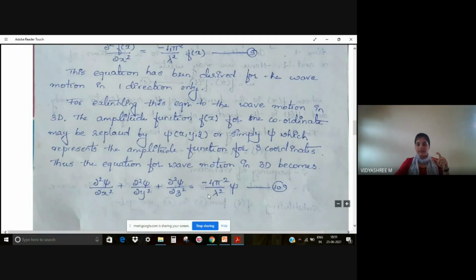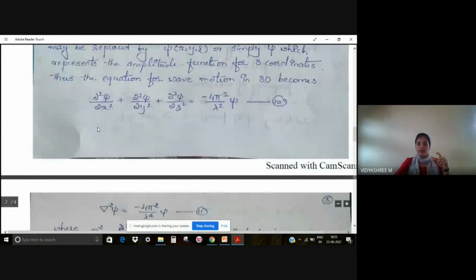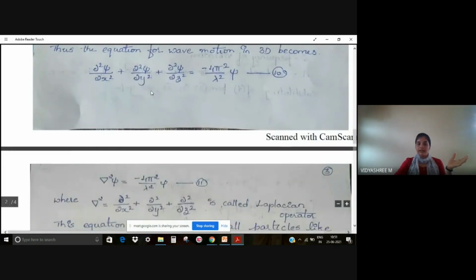Okay, this is equation 10. Now this particular function, which is on the left hand side, can be written as del square psi, which is equal to minus 4 pi square divided by lambda square into psi. This inverted triangle symbol is called del or nabla.